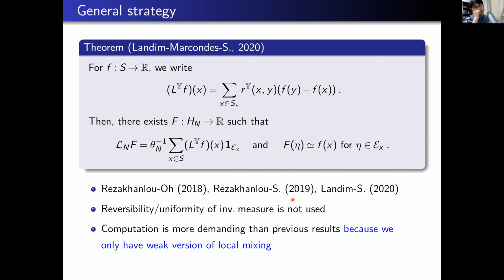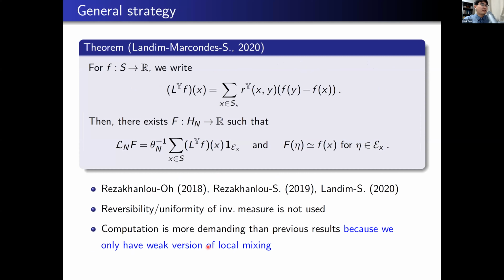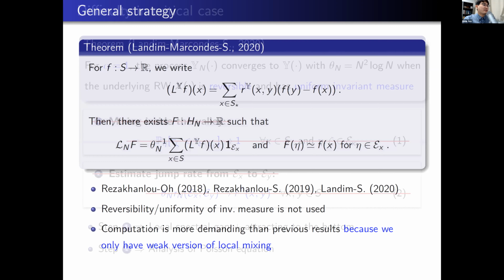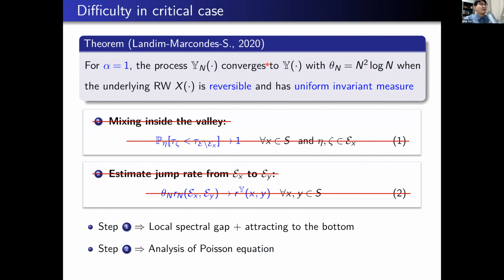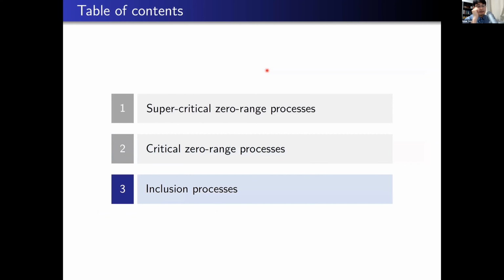In this critical case, computation is more demanding than these previous results because we only have this weak notion of mixing. Previous works have this strong notion of mixing instead. So it is a more demanding computation, but we can use this Poissonification approach to identify the limit point so that we can prove this here. That is the story for the critical case, which is entirely different from the supercritical case.